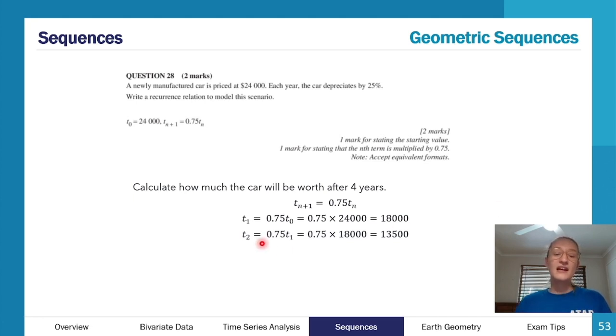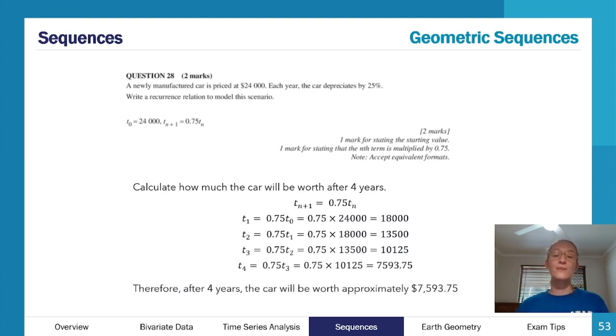T2, same thing, except after 2 years it'll be worth 75% of what it was worth after 1 year. So we're going to do 75% times the value after 1 year, $13,500. Our car's dropped in value by $4,500. It's still dropping in value by 25%, but the amount that's dropping is less each time because it's a percentage, not a set number. Same for term 3 and same for term 4.